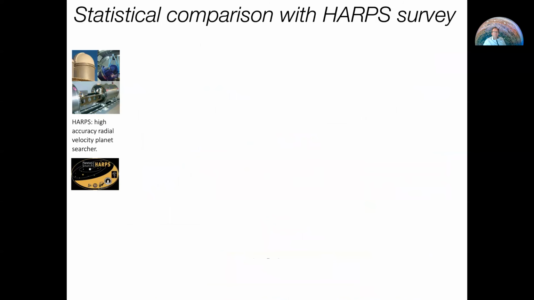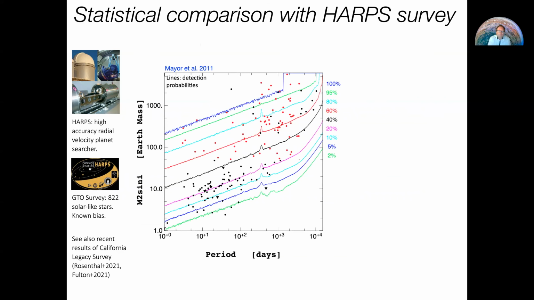So we start first with a comparison with the HARPS survey. HARPS stands for High Accuracy Radial Velocity Planet Searcher. This is a radial velocity instrument, and we used it from the early 2000s to about 2011 in the GTO survey to observe 822 solar-like stars. What is important is that we know the observational bias. It's interesting to compare this result with a series of papers which came out just now on the California Legacy Survey. But this is the result from the HARPS survey.